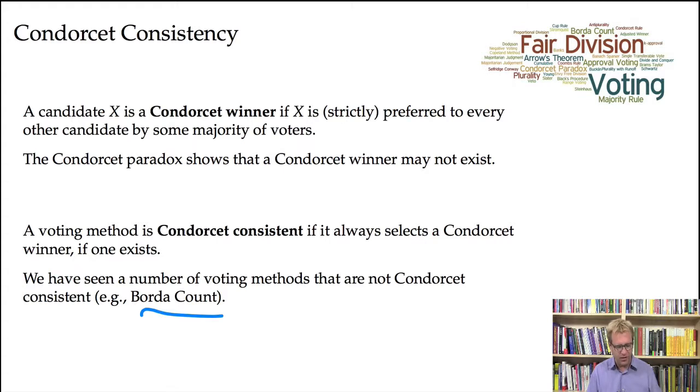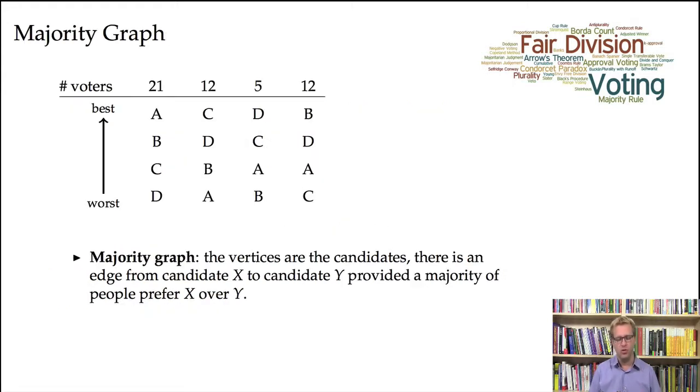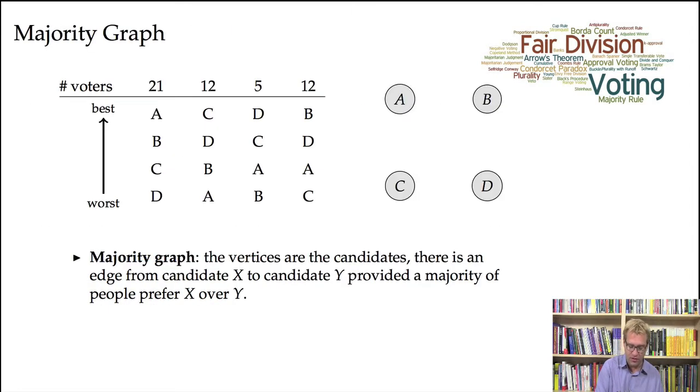In order to study these methods, I want to introduce what's called the majority graph. This is a graph in the sense that computer scientists talk about graphs. When a computer scientist thinks of a graph, they typically have in mind a set of vertices, a set of nodes or dots, and then edges or links between those different nodes. So in a majority graph, the vertices are the candidates. In this case, there are 4 candidates in the election, A, B, C, and D.